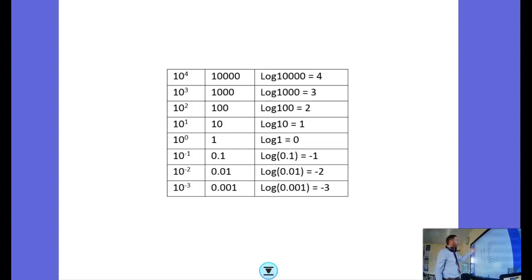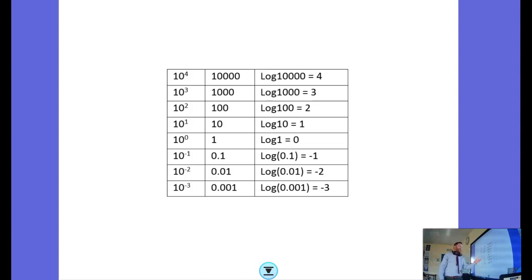So, we should know that 10 to the power 4 means 10 times 10 times 10 times 10, and is 10,000. Going down, 10 cubed is 1,000, 10 squared is 100, 10 to the power 1 is 10, anything to the power 0 is 1. So 10 to the power 0 is 1.